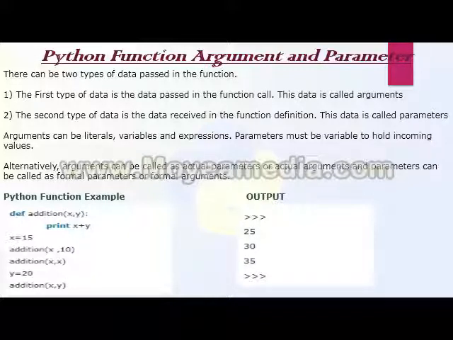Here's another example with the same function. x is initialized with 15, and this addition function is called with x as 15 and the value 10. It will go to the function addition and print the value x plus 10, that is 25. Again it will pass 15 to the function and will print 30 here. Now y is initialized with 20 and the function is called, so the value x plus y, that is 15 plus 20, will be printed as 35.